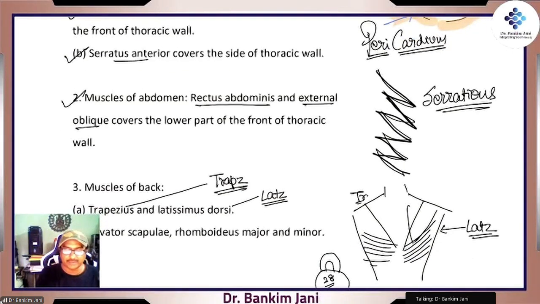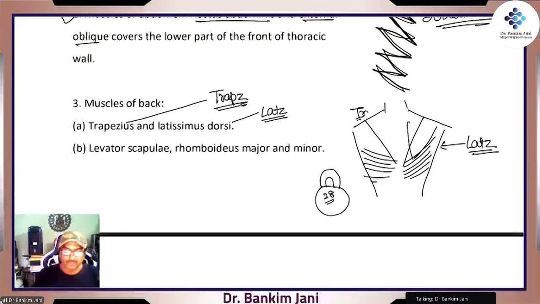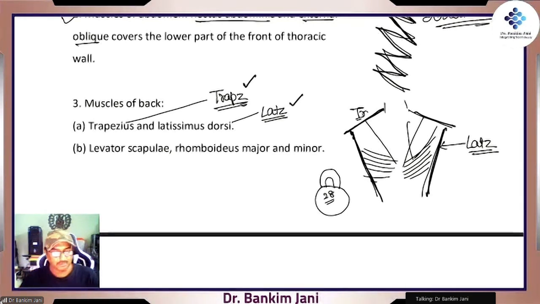Muscles of the abdomen are rectus abdominis and external oblique, which form the front. Muscles of the back are the trapezius. Those cuts are by the trapezius. Latissimus dorsi, it is this. In anatomy, we used to call them traps and lats. This is what gives you the V shape. Then the levator scapulae, rhomboid major and minor. These are the muscles which elevate the scapula. Levator means elevate. So they are the muscles of the back.